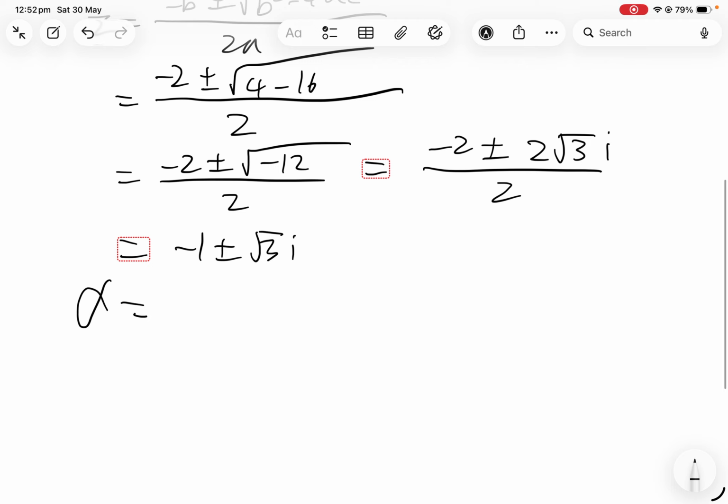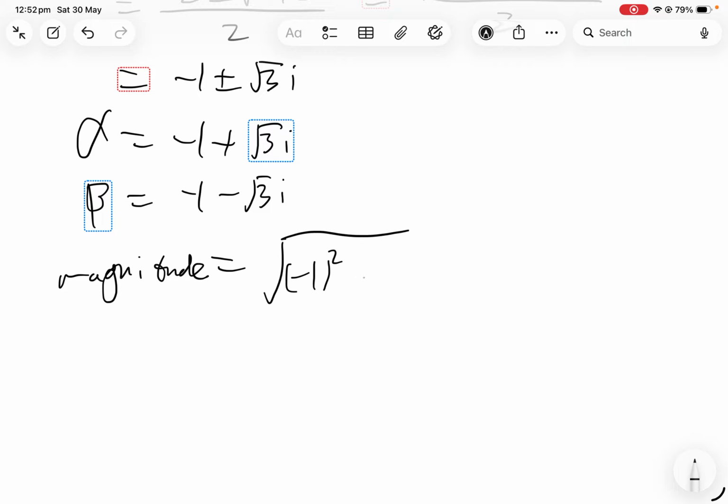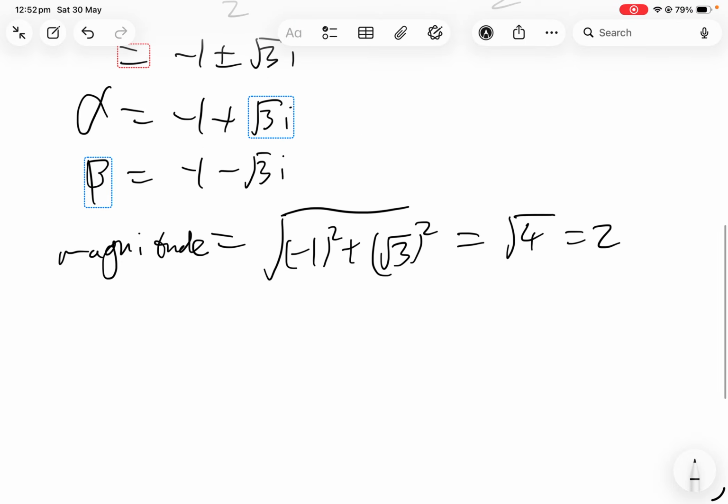That means we can set alpha as negative 1 plus square root 3 i, and beta is negative 1 minus square root 3 i. Let's find the magnitude, right? Magnitude just equals the square root of negative 1 squared plus square root 3 squared. It doesn't really matter about the sign because we're squaring it. That's just square root 4, so that's just 2. So the magnitude for both of them is 2, but we want to find the angle.